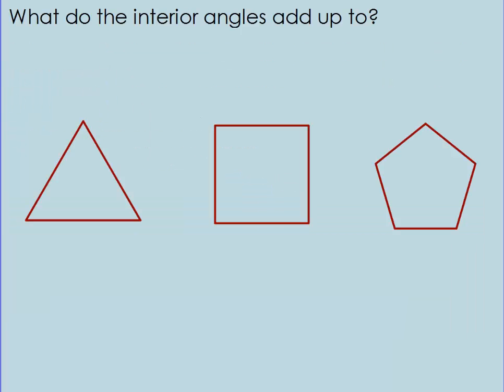Alright, so let's look at these shapes. I've got a triangle, a square, and a pentagon. What do the interior angles add up to? I know for a triangle they add up to 180. And for a square, each corner is 90, and 90 times 4 is 360. But what about a pentagon? Maybe there's some pattern. And there is some pattern.